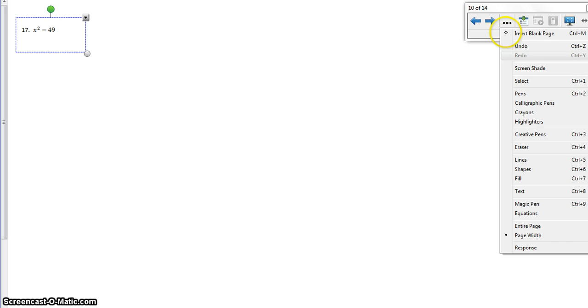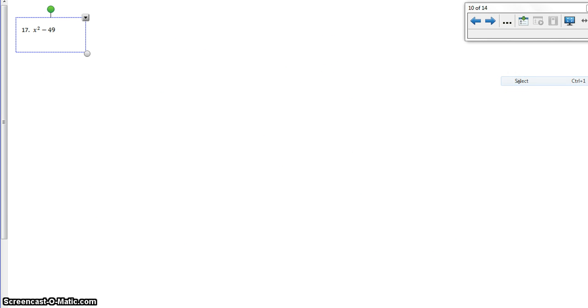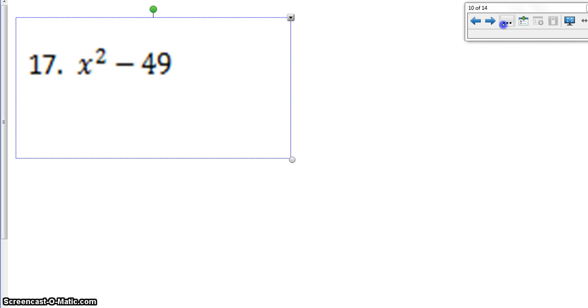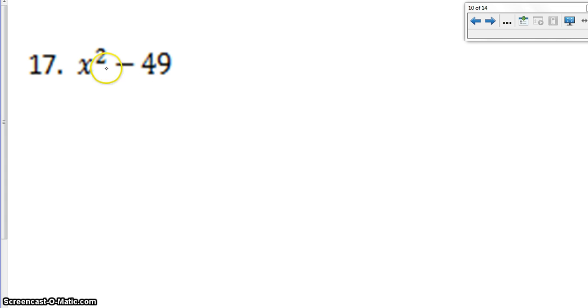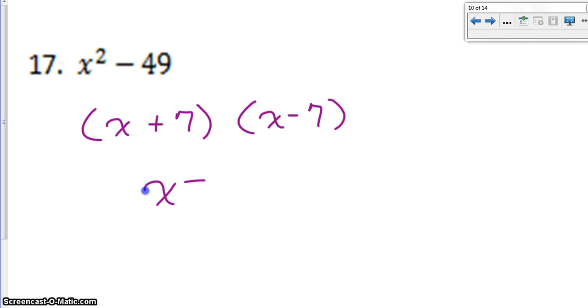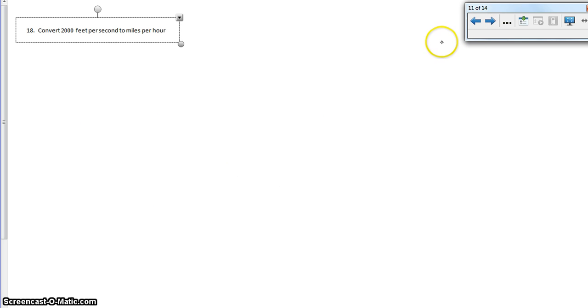Oh, no. For those of you who got this one wrong, I'm really concerned because we had this on the front. This is difference of two perfect squares. And the two perfect squares are x squared and 49. So this becomes the sum and the difference of the roots. That means, of course, that x will equal either negative 7 or positive 7.